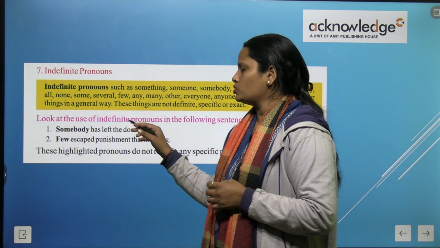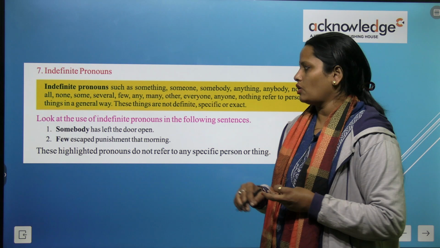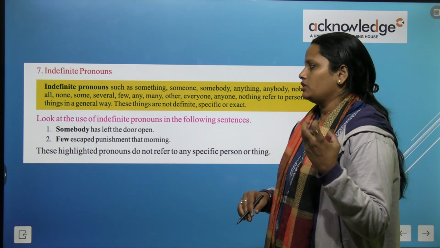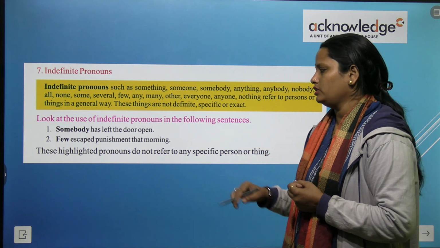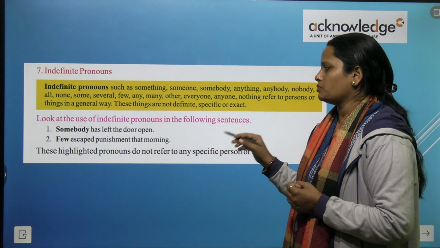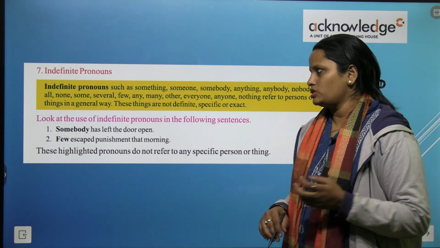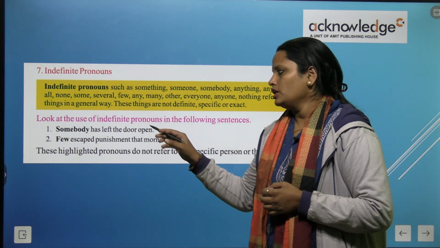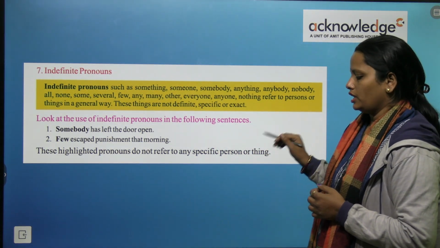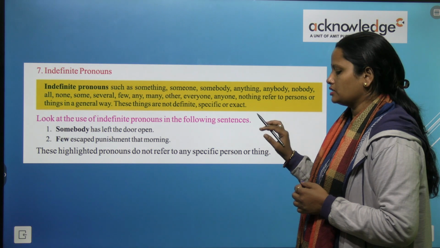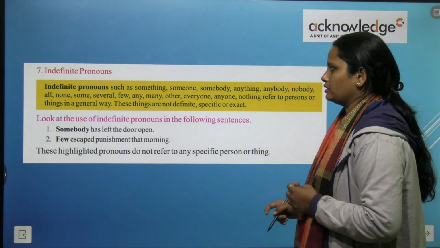Now look at the use of indefinite pronoun in the following sentences. So indefinite pronoun के कुछ uses दिए गए हैं. Let's see. Somebody has left the door open. Few escaped punishment that morning. So here somebody and few are used as indefinite pronoun. These highlighted pronouns do not refer to any specific person or thing. So ये जो चीज है यहाँ पे किसी specific person या फिर thing को specify नहीं कर रही है.